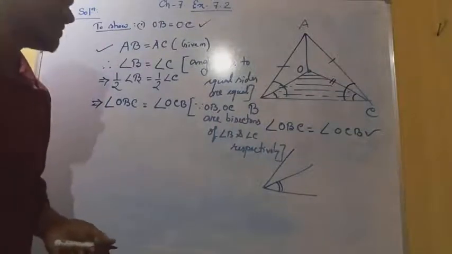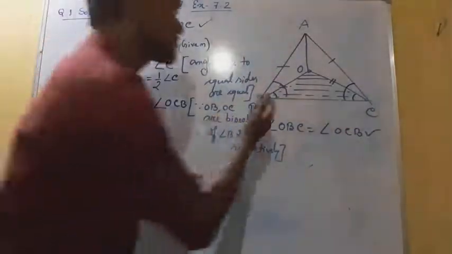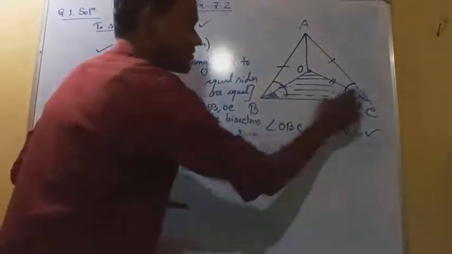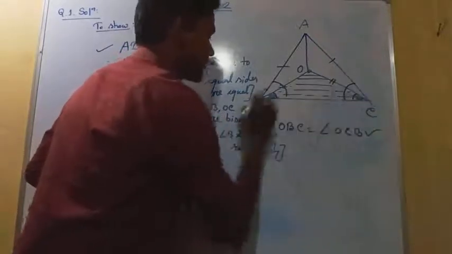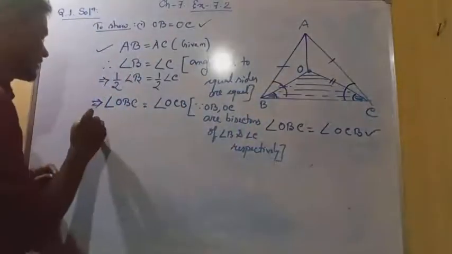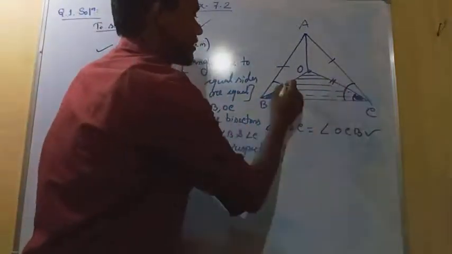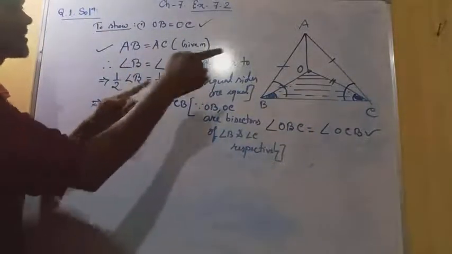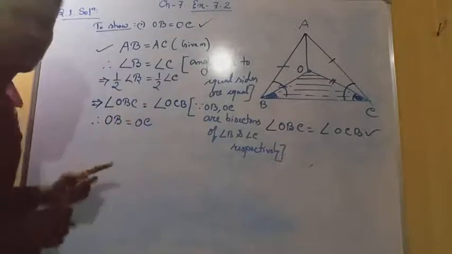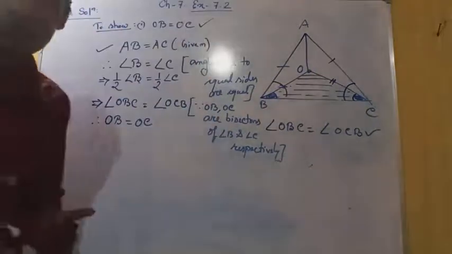After that, we can easily write one thing. Once we are able to show that these two angles are equal, we can use that property of triangle, the theorem. In this triangle, angle OBC is equal to angle OCB. Therefore their opposite sides will be equal: for OBC, the opposite side is OC, and for OCB, the opposite side is OB. Therefore, I can write OB is equal to OC. Reason: sides opposite to equal angles are equal. So the first thing that we are supposed to prove is over.